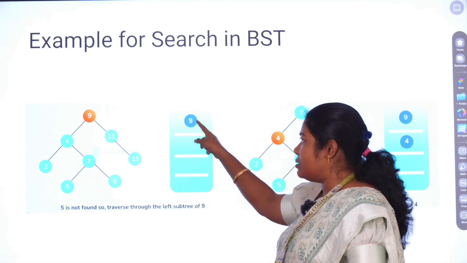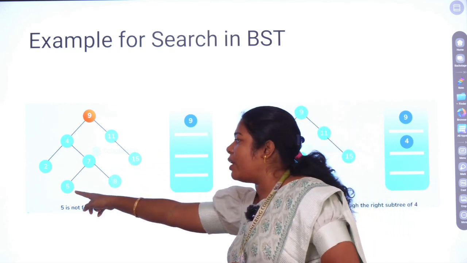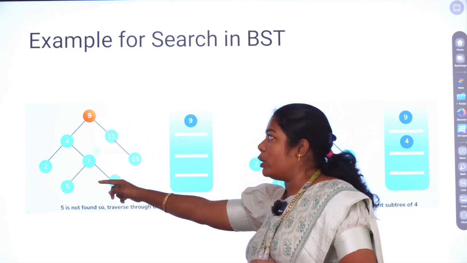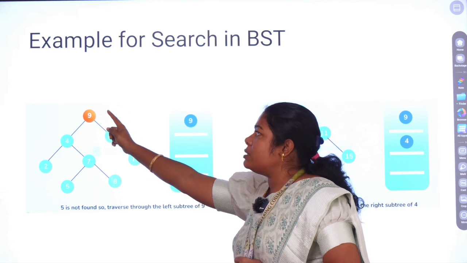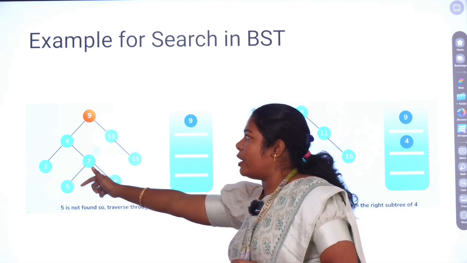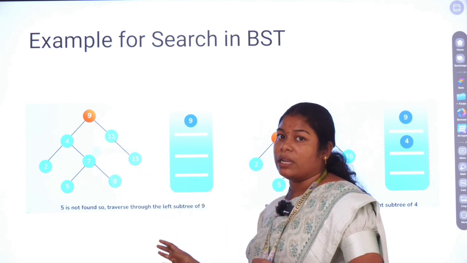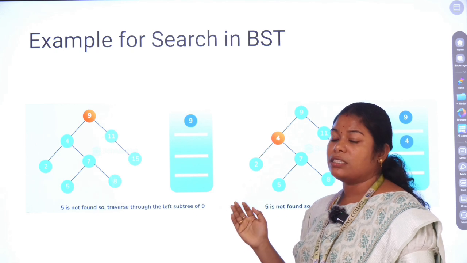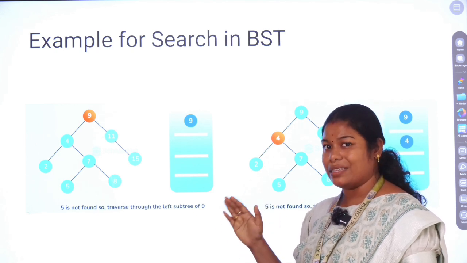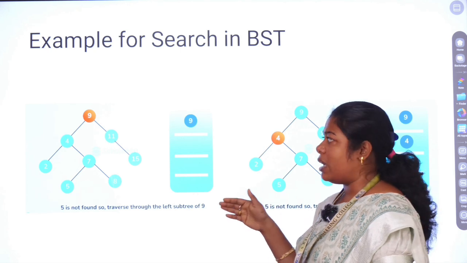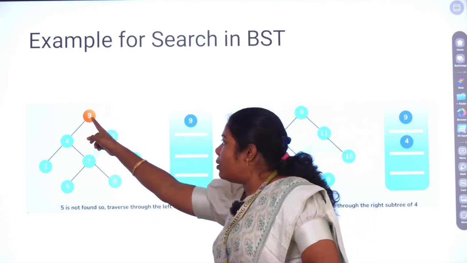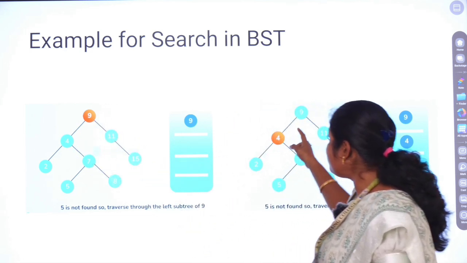First I will traverse 9. I will compare my value 5 with 9. What I am going to search is 5, so I compare 9 with 5, and 9 is greater, so I should traverse through the left subtree. Since the searching element 5 is less than the root node, I will be traversing through the left subtree. So I will traverse from 9 to 4 here.